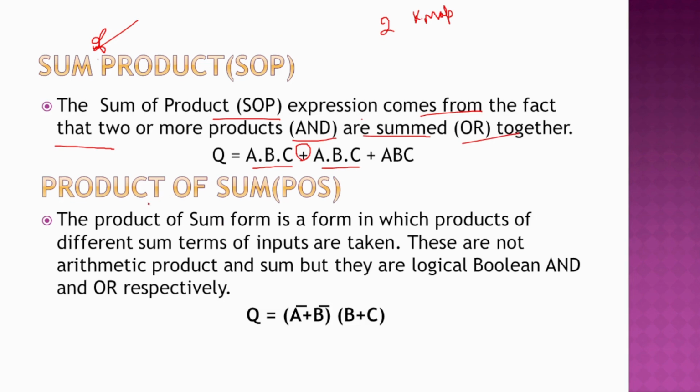And the product of sum method is opposite to the sum of product method. Here is an example equation. A plus B is summed, and Q equals A bar plus B bar is summed, and it is multiplied with the other group. So the product of sum method is opposite to the sum of product method. This is an example equation for sum of product, and this is an example equation for product of sum.